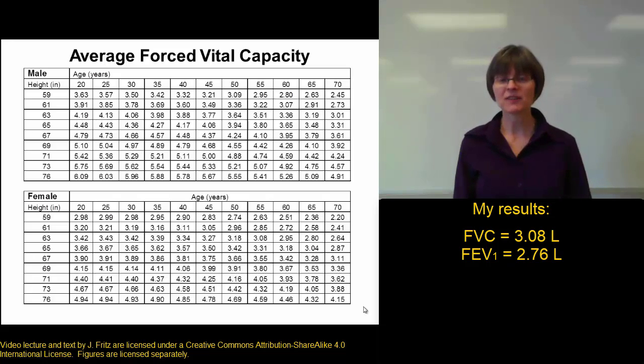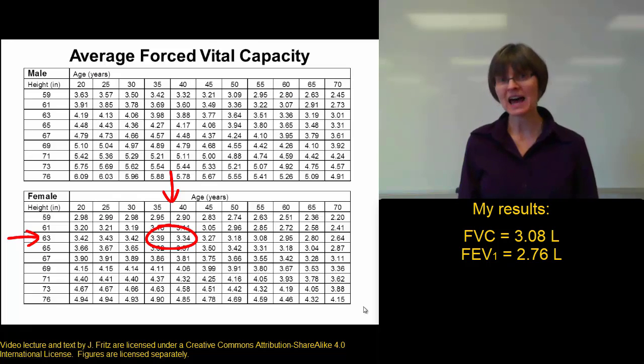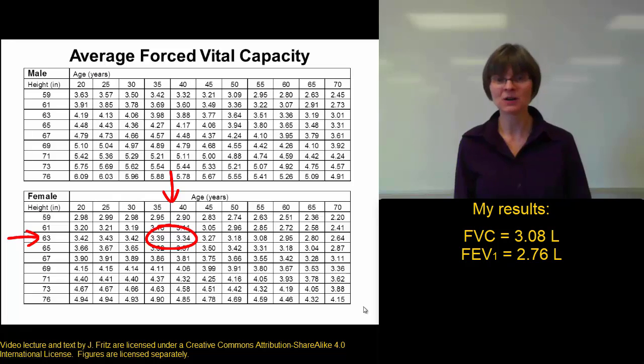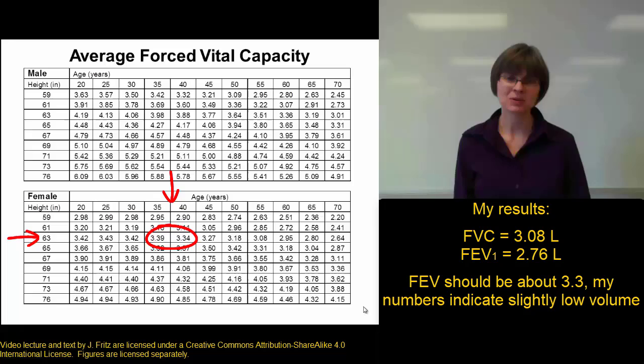There's a table of average values, and we can look up my average value on this table. I'm about 5'3" on a good day, and my age is between 35 and 40, so I land about here on the table. I should have a forced vital capacity around 3.3. My number that I showed you is a little bit lower than that, but not too far off. I usually run a little bit low for forced vital capacity.